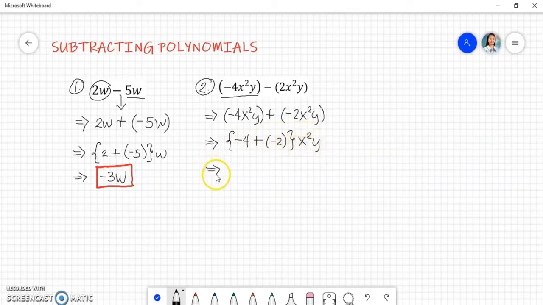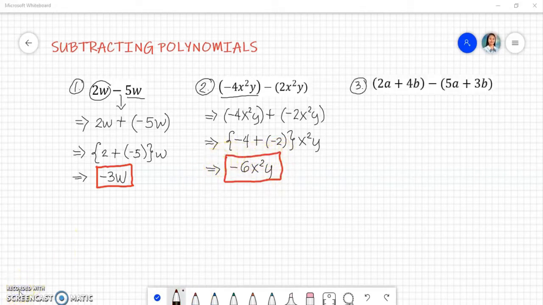Then simplify. Negative 4 plus negative 2 is, yes, negative 6, copy x squared y. Then, again, box to highlight your answer. Let's continue to example number 3.